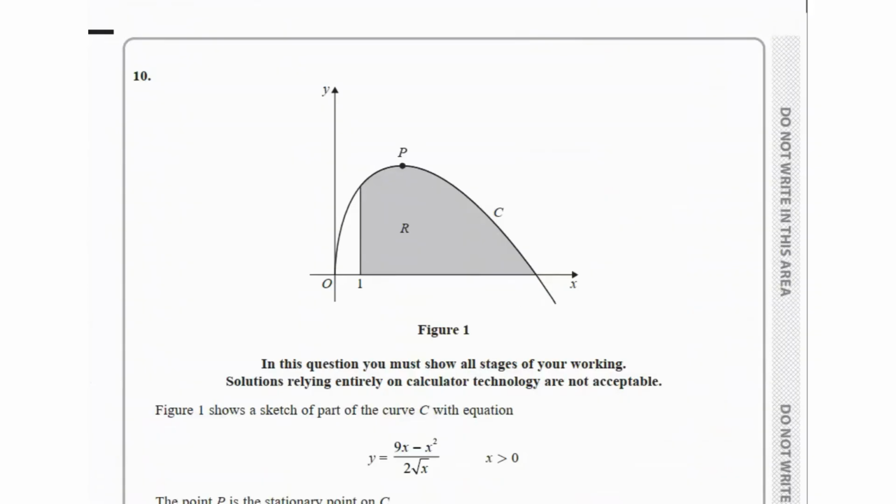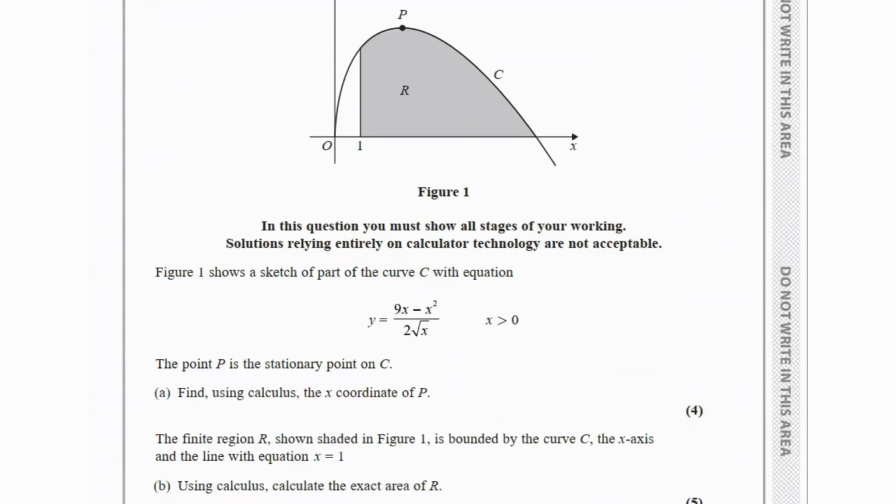Then the next question says, in this question, you must show all stages of your working. Solutions relying on calculator technology are not acceptable. Figure 1 shows a sketch of part of the curve C with equation y equals (9x minus x squared) over 2 root x, where x is greater than 0. The point P is the stationary point on C. Find, using calculus, the x coordinate of P.